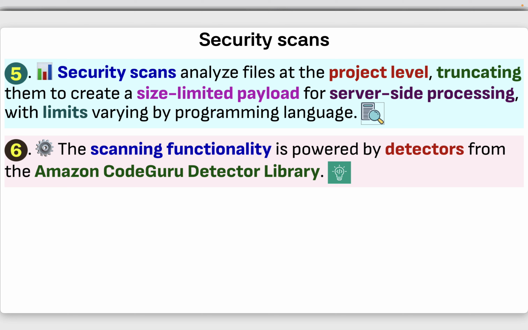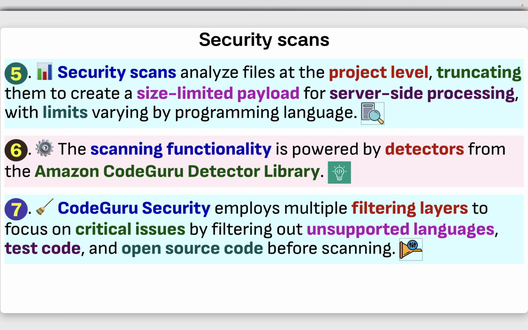The scanning functionality is powered by detectors from the Amazon CodeGuru detector library. CodeGuru Security employs multiple filtering layers to focus on critical issues by filtering out unsupported languages, test code, and open source code before scanning. And that's all.